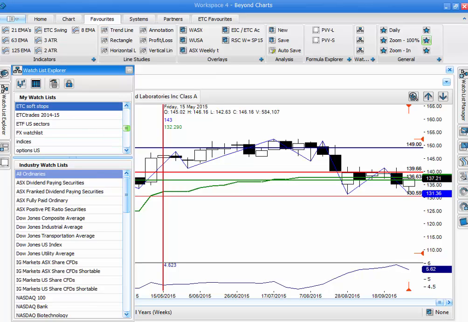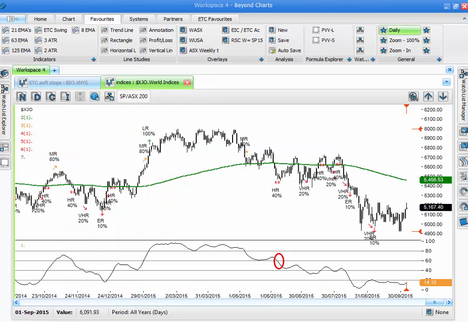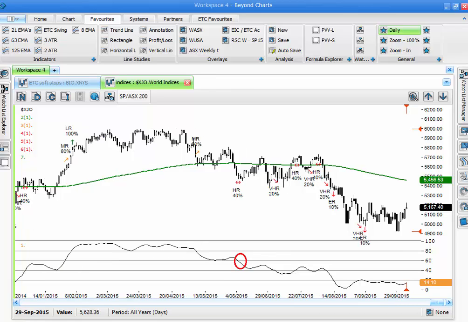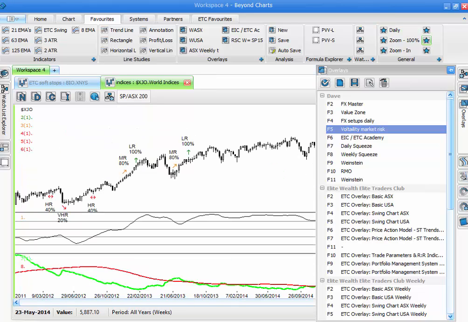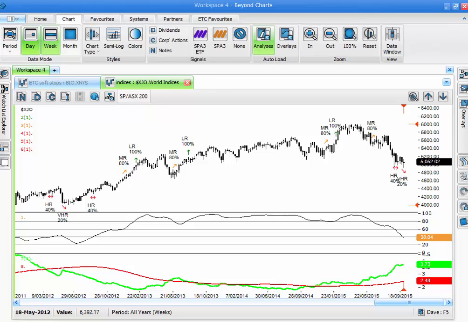So what I might do is just go through and bring up the indices for a moment. A little bit of luck. Come on, Beyond Charts. There we go. So there's our market risk model, etc. And I've made an overlay, and I think I've still got it in here. Let's have a look at that one there. I'll just move that back to a daily basis.